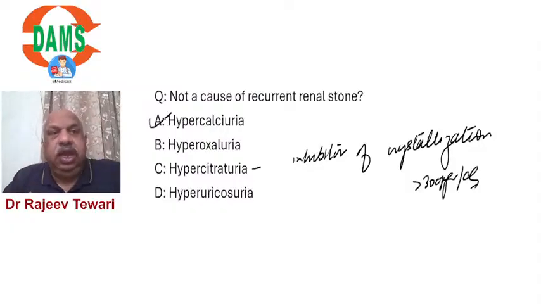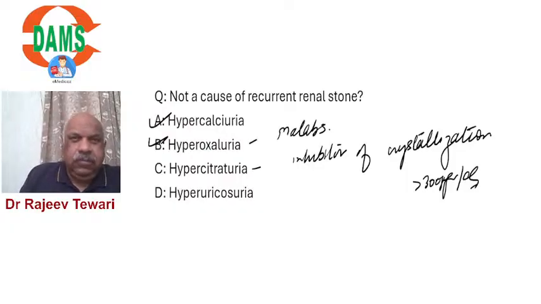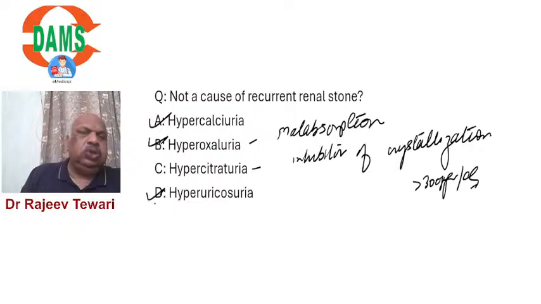Hypercalciuria you get in hyperparathyroidism, idiopathic or hyperabsorptive. Hyperoxaluria we get in all kinds of malabsorption. In malabsorption, more oxalate is absorbed from the GIT. Hyperuricosuria also you can get in gout and chemotherapy, etc. Hypercitraturia is rather protective.